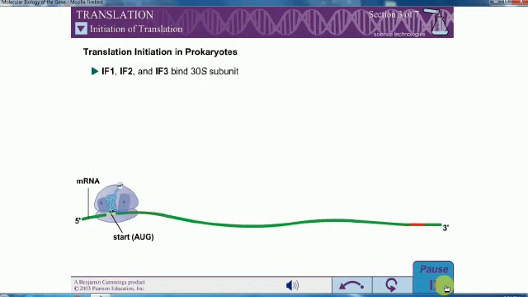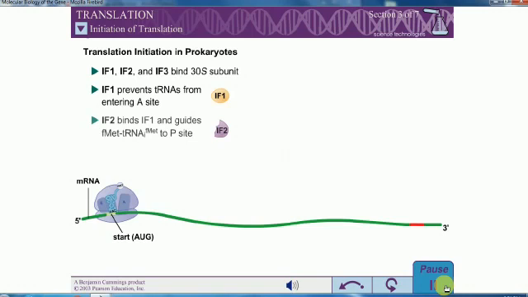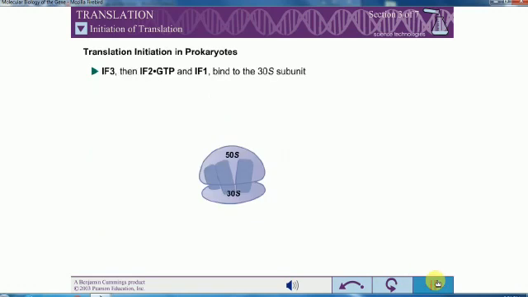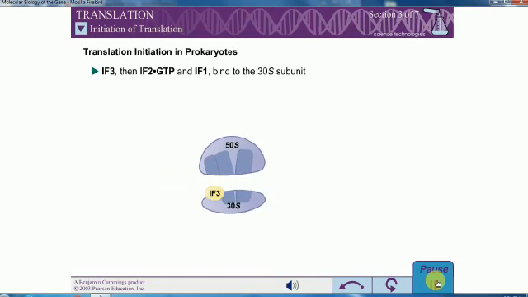First, we will describe prokaryotic translation initiation, which requires 3 initiation factors: IF1, IF2, and IF3. Each binds the 30S small ribosomal subunit. Initiation factor 3 binds the 30S small subunit and prevents association with the 50S large subunit. This keeps the 30S small subunit open for mRNA binding.